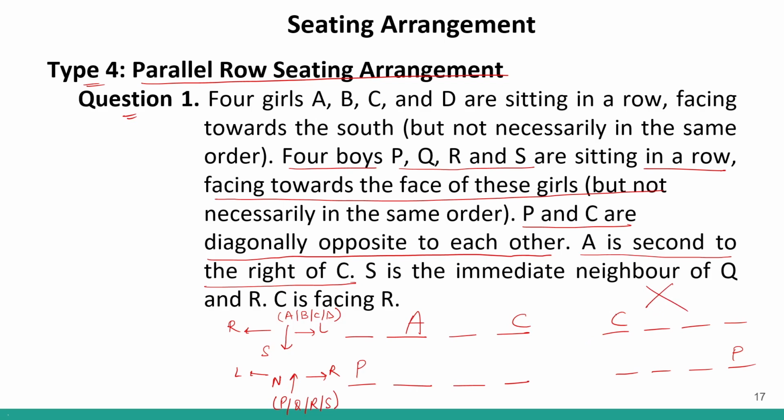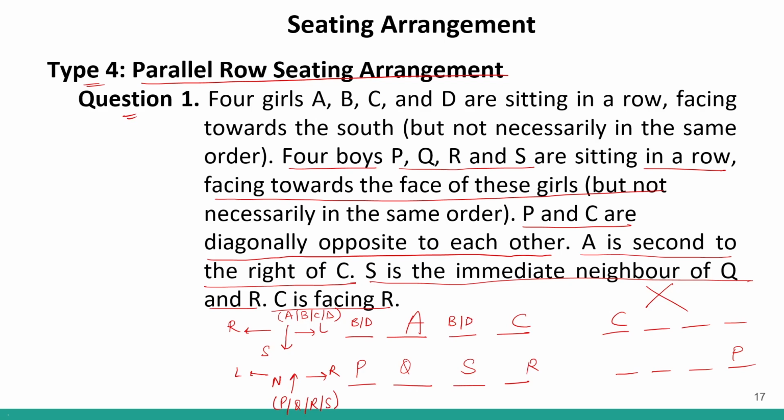Correct? Now, S is immediate neighbor of Q and R. So again, S is immediate neighbor of Q and R. So R and Q both can come. C is facing R, so now we have a definite answer. R will come over here and Q will come over here. The only person that is dicey that we do not know is B and D. B, D both can come in this place. Correct? B and D both can come in this place.